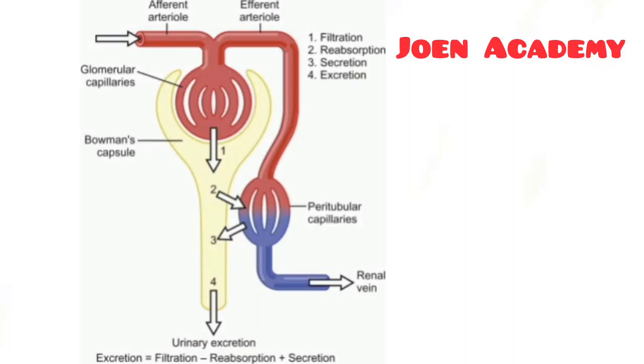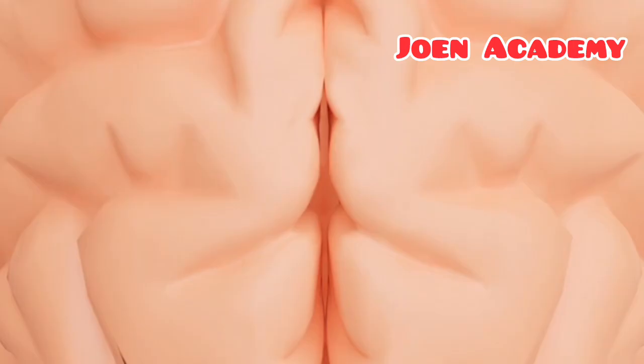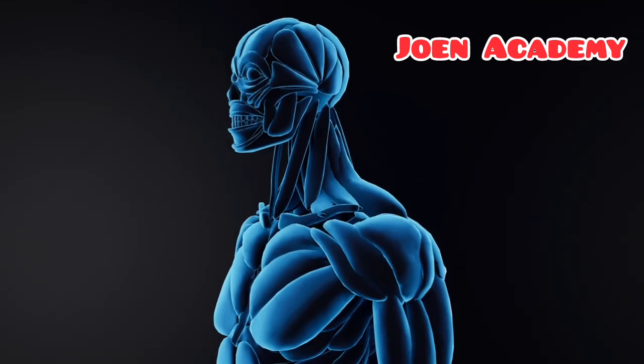This activation causes the afferent arterioles, the small arteries leading into the glomeruli, to constrict. With this constriction, blood flow to the glomeruli is reduced, which in turn decreases the glomerular filtration rate, or GFR. This is actually a protective mechanism that diverts blood away from the kidneys and towards more vital organs, like the heart, brain, and skeletal muscles during an emergency.